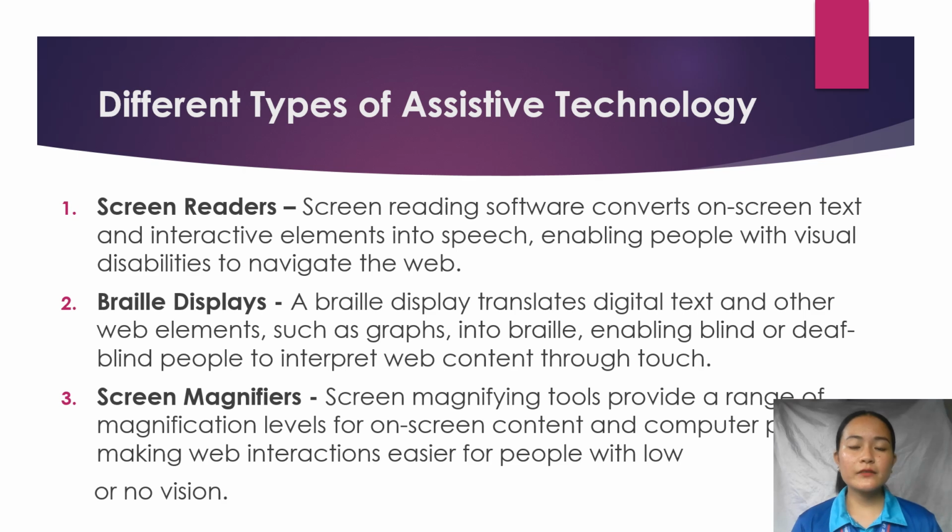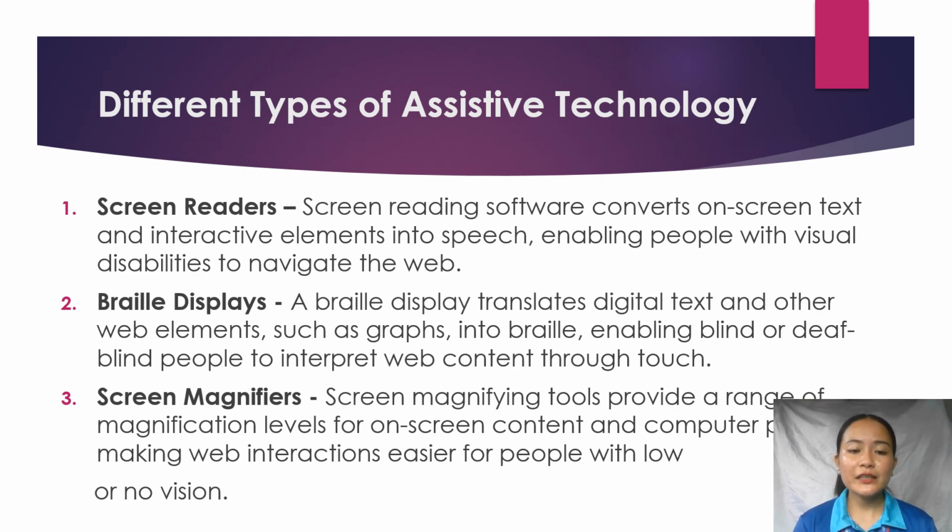Different types of assistive technologies. First is screen readers. Screen reading software converts on-screen text and interactive elements into speech, enabling people with visual disabilities to navigate the web. Next is Braille displays. A Braille display translates digital text and other web elements, such as graphs, into Braille, enabling blind or deaf-blind people to interpret web content through touch.